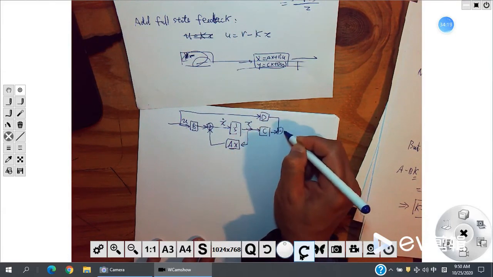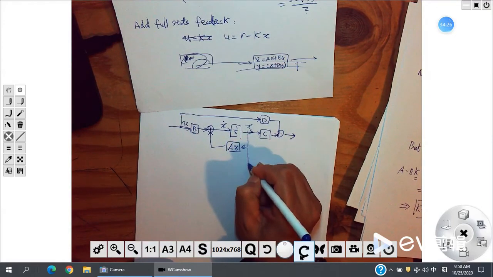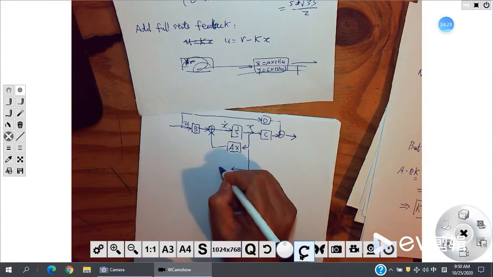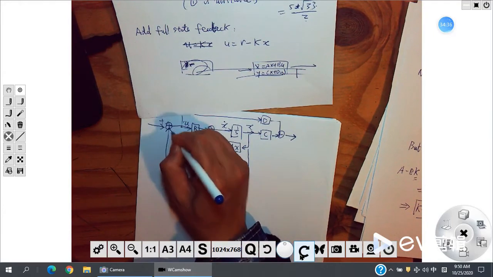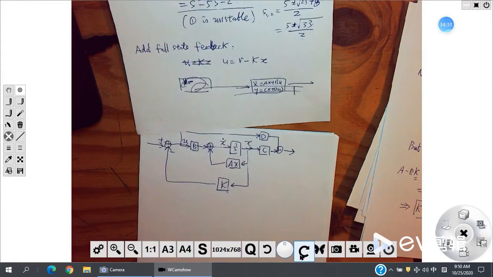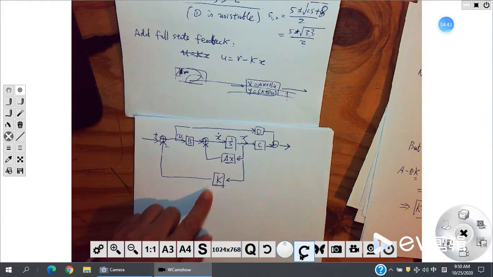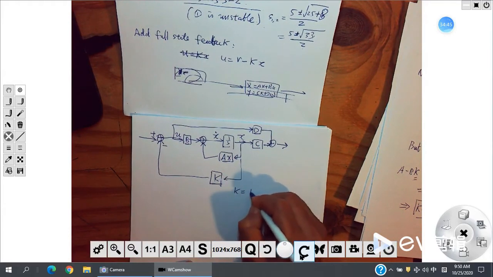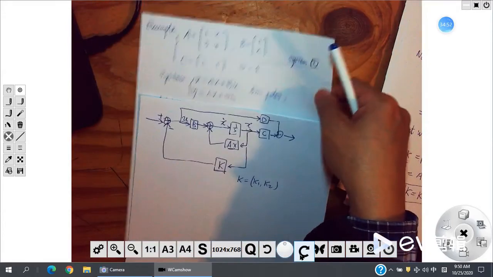Summation, right? So the system looks like this. Now we add the feedback. I put the K here, like this. Right, we have feedback. Feedback is here. Feedback is here. K will be K1 and K2 now. Right, this is second order. Okay, the system is second order.